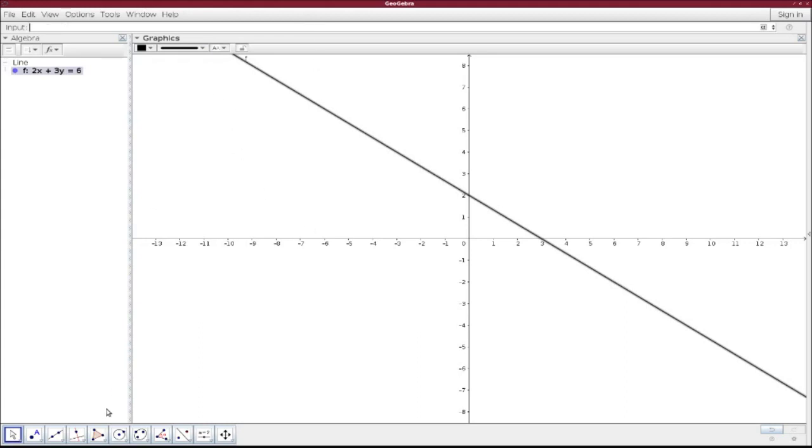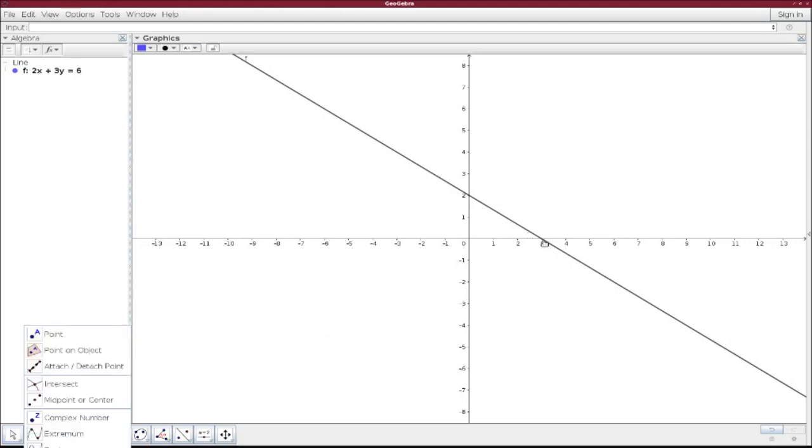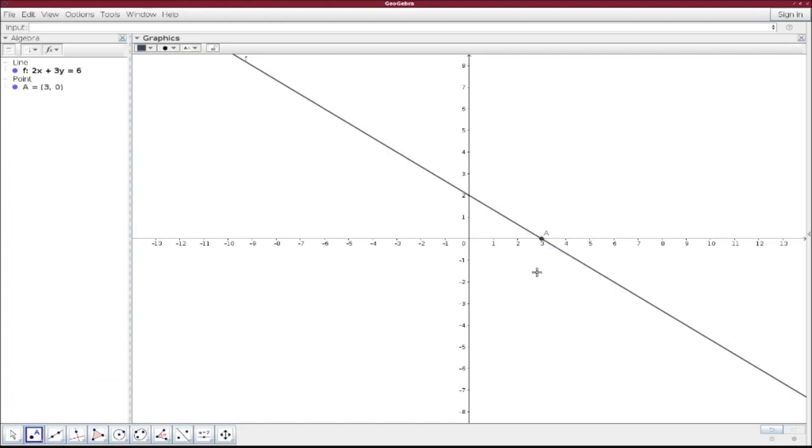Now, we said that our x-intercept is where we cross the x-axis, and our y-intercept is where we cross the y-axis. If we look at the point where we cross the x-axis, that's going to be right there, and our value there should be (3, 0). The point where we cross the y-axis should have a value of (0, 2). So now, looking at the graph, we can see what kind of answers we're supposed to get. Let's go back and confirm that that's really what happens.